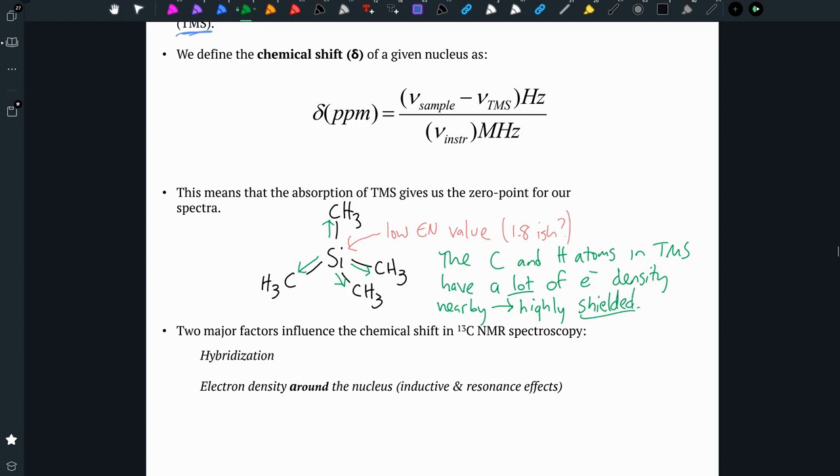And you haven't seen a lot of organic molecules with silicon in them. So they're going to be more shielded than the atoms in almost every other organic molecule that you've seen. So that's what makes it a good 0 point. So TMS is our 0 point. That's as shielded as we're going to see. There are some rare occasions where you see things that are even more shielded than TMS. You're not likely to encounter one in this class.